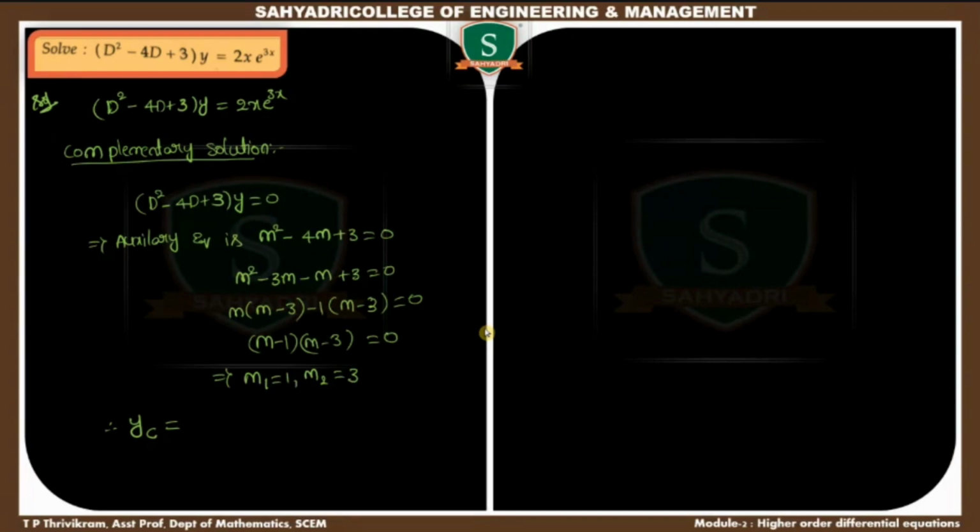Vaishnavi, can you tell? It's C1 e to the power x plus C2 e to the power 3x. Yes, good. Now we'll find the particular solution.